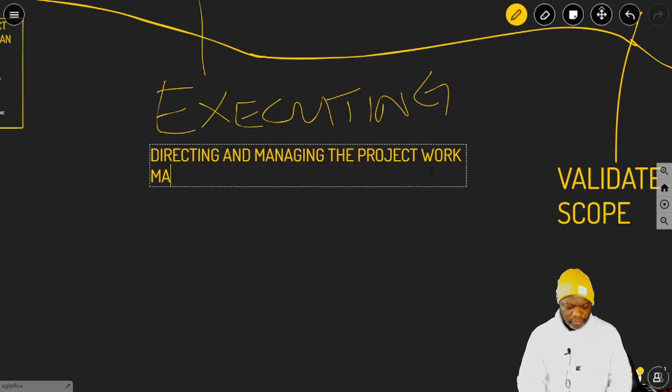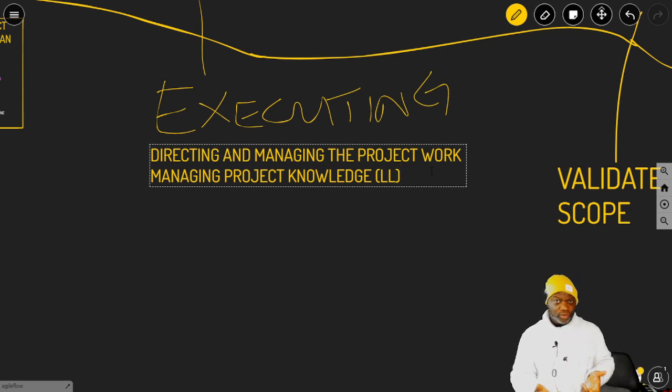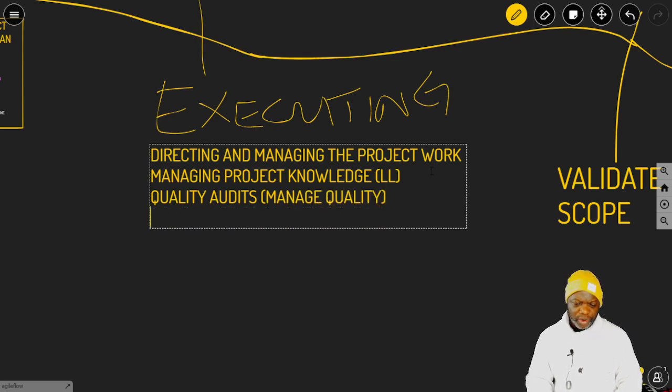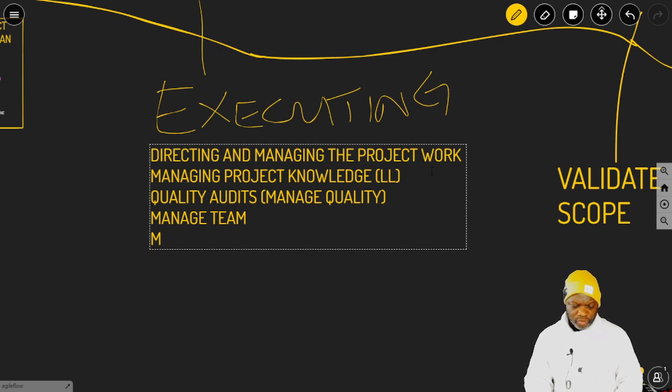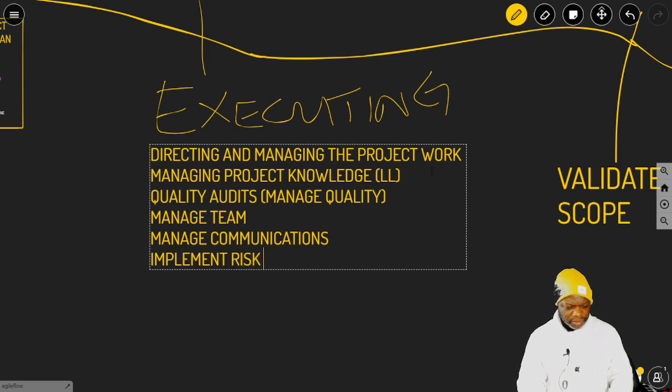We are also managing project knowledge. In other words, lessons learned are being generated and shared and used. We also have the concept of quality audits. This happens in managed quality. Managed quality is where we check the process. We also are involved in managing our team by giving them feedback. We're also involved in managed communications, communicating with stakeholders and the team. We're also involved in implementing risk responses.